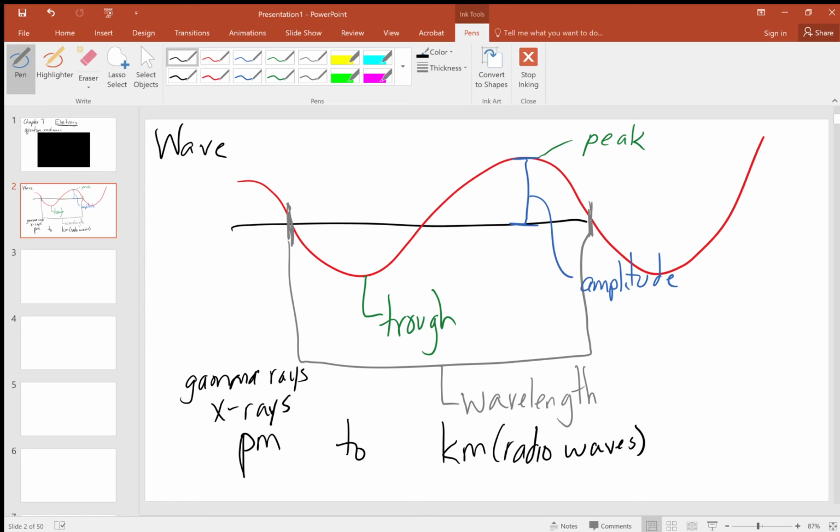So the wavelength determines what the type of light is, or what type of wave. The amplitude, how tall the wave is, determines the intensity.